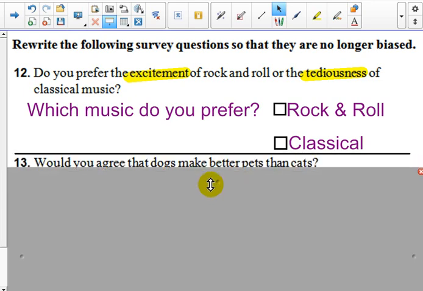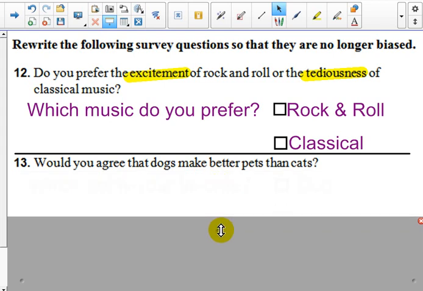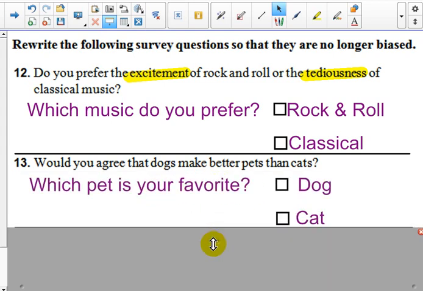Okay, 13. Would you agree that dogs make better pets than cats? What is that? Leading. You guys are killing this. Good job. All right, so how would you rewrite that question? What's a better pet and like the pet... Which is the better pet, or which pet is your favorite? Dog, cat?